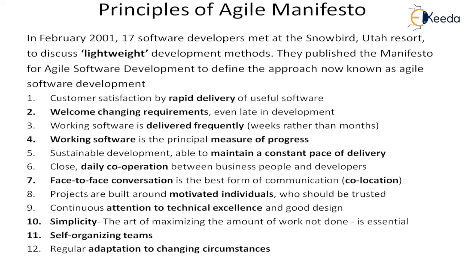It has 12 items in the manifesto. The first one is customer satisfaction by rapid delivery of useful software. So rapidness and usefulness is the main way to get customer satisfaction.